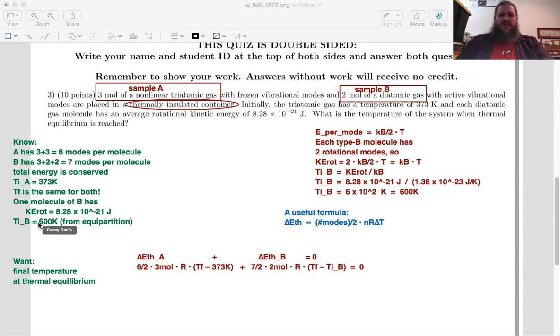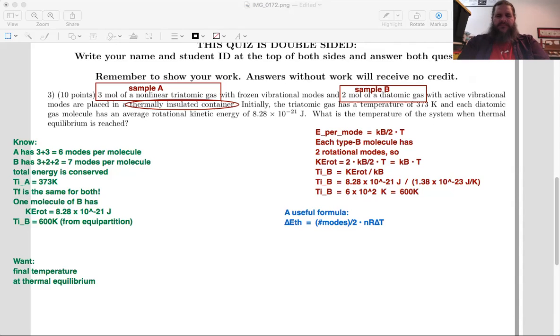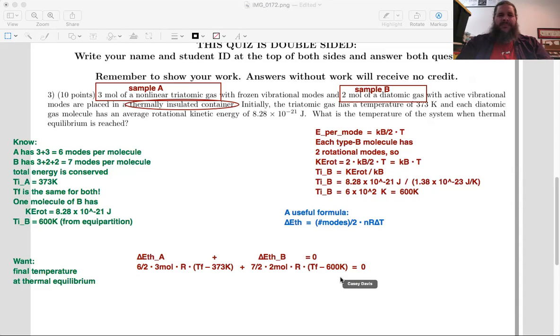So we now do know the initial temperature of B, and we can fill that in our conservation of energy equation. Initial temperature of B, 600 Kelvin. And at this point, it looks like T final is the only unknown left in this entire equation. Any other questions on that so far?